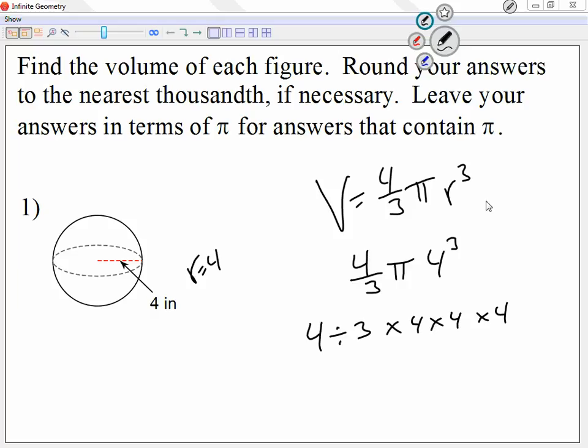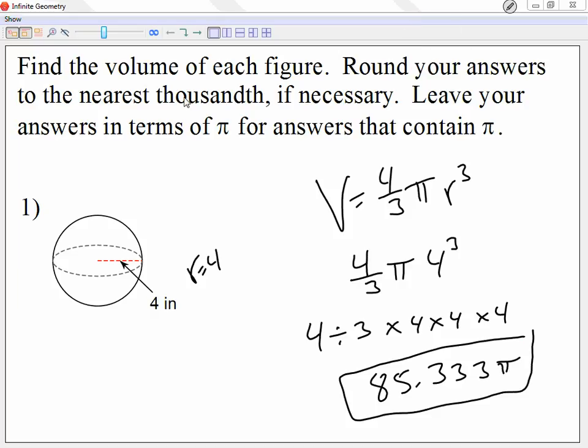So once again, let me go 4 divided by 3 times 4 times 4 times 4. I'm going to get 85.333 pi. Don't forget your pi. I'm running it to the nearest thousandth. According to the instructions, we're supposed to run your answer to the nearest thousandth, which is 3 decimal places. So that's all I get. 4/3 times pi times radius cubed.